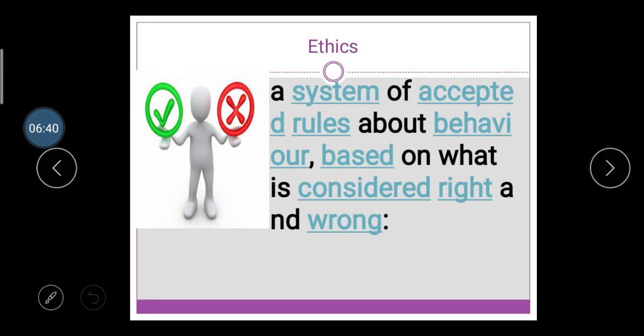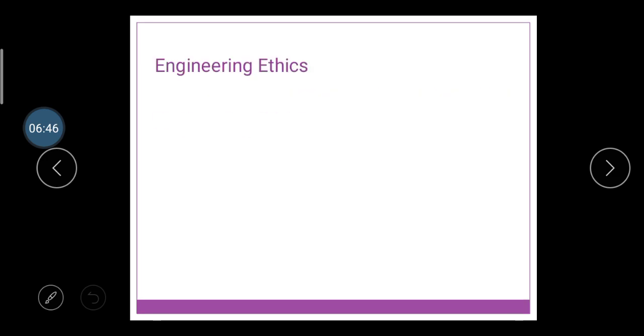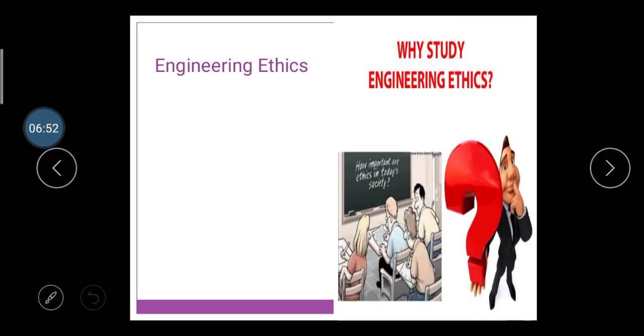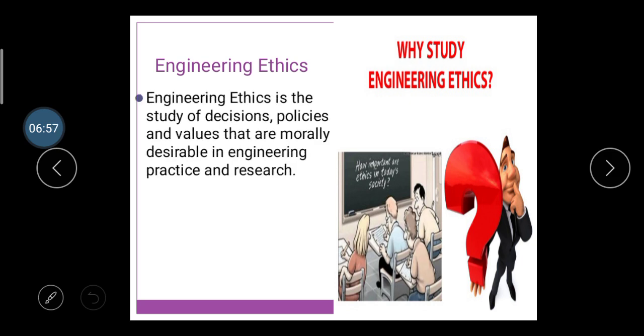But as an engineer, why are this type of ethics considered? So in the next slide, you can see engineering ethics. Why should you study engineering ethics? So here is the meaning of engineering ethics. Engineering ethics is the study of the decisions, policies and values that are morally desirable in engineering practice and research. Whenever you work as an engineer, you have to be responsible regarding your work, your policy, your rules, whichever you do in the organization or for public construction, whatever.